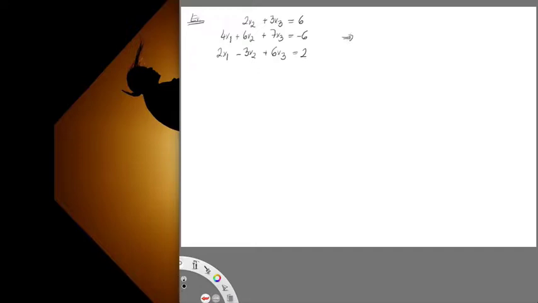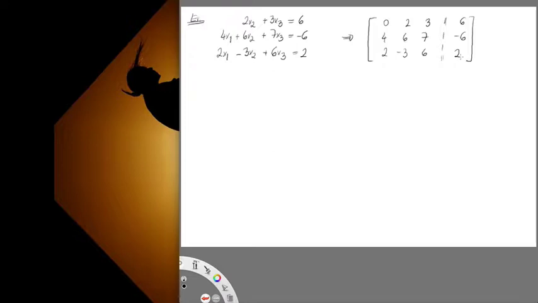So I know that my augmented matrix for this problem looks like what? Can you help me? 0, 2, 3, 6. 4, 6, 7, -6. 2, -3, 6, 2. So if I were to start Gaussian elimination, what would I do? What would be my objective? To make it upper triangular.